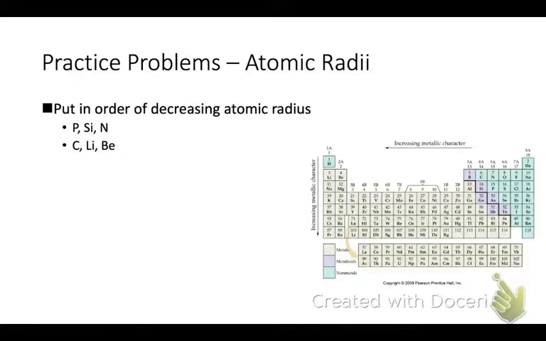Okay, so here is the periodic table one more time, and you can see the relationship that I just stated between nitrogen, phosphorus, and silicon. And here you can find carbon, lithium, and beryllium. All right.